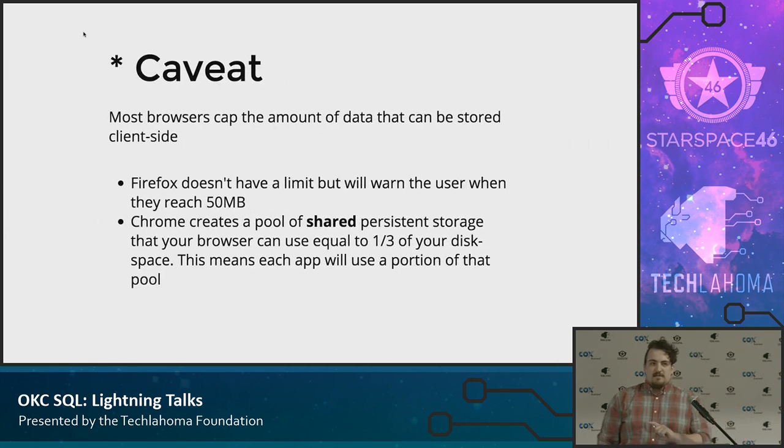There are some caveats. Some of the browsers do cap the limit of data that can be stored. Firefox is a big one. They will warn the user when they reach about 50 megs. Most of the time it's as simple as they hit yes and you're good to go. Chrome, on the other hand, will create a pool for the browser itself of about 1/3 of your disk space. Then every single app that is using IndexedDB will share from that.